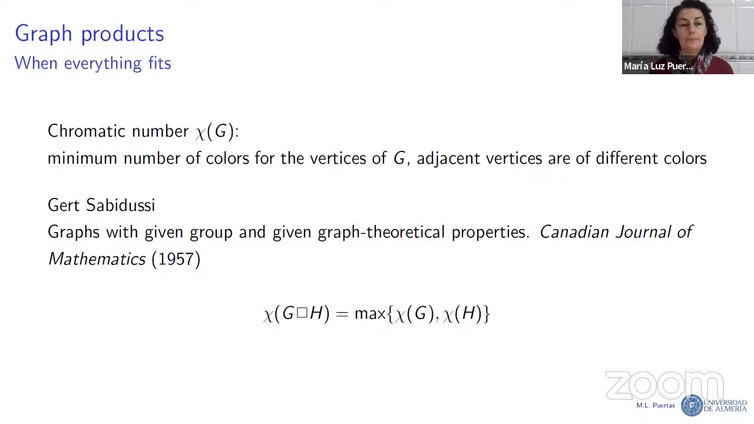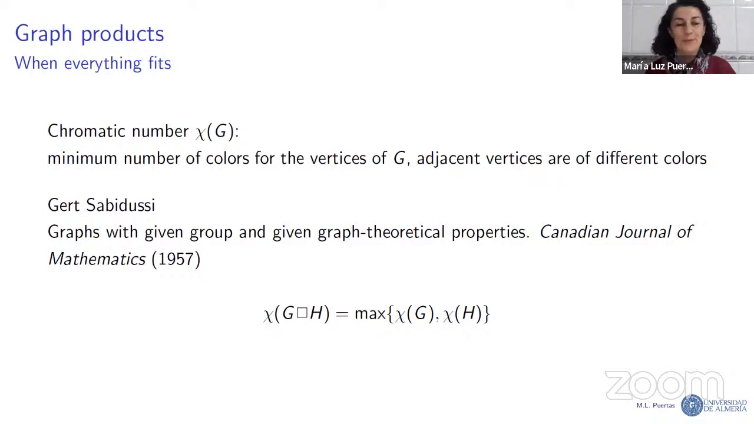Sabidussi, in this paper of 1957, studied the chromatic number of the Cartesian product. I would like to notice that this paper is from 1957, and the other one, the paper about graph products, is 2 years later, 1959. However, in this paper, Sabidussi mentioned in the references the other paper, and he put under it "submitted". So it took 2 years to publish the paper about the graph products.